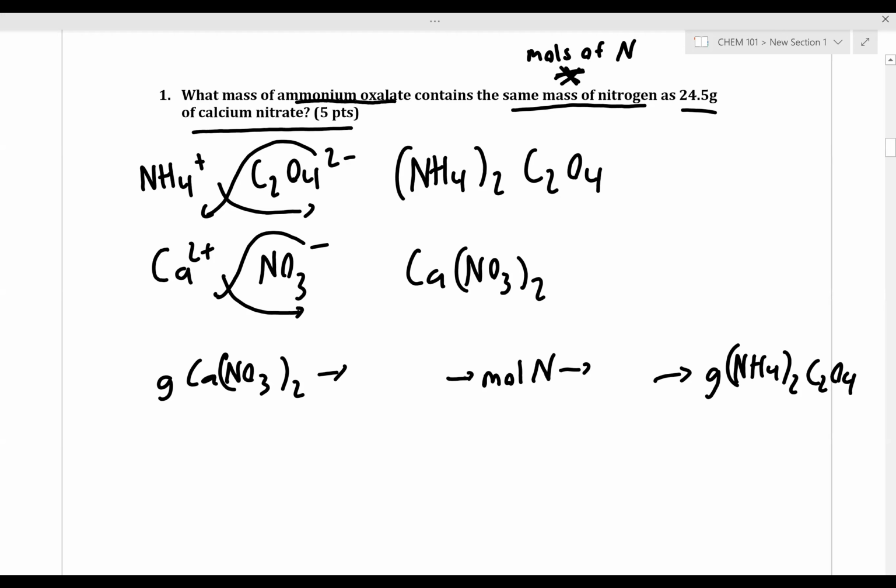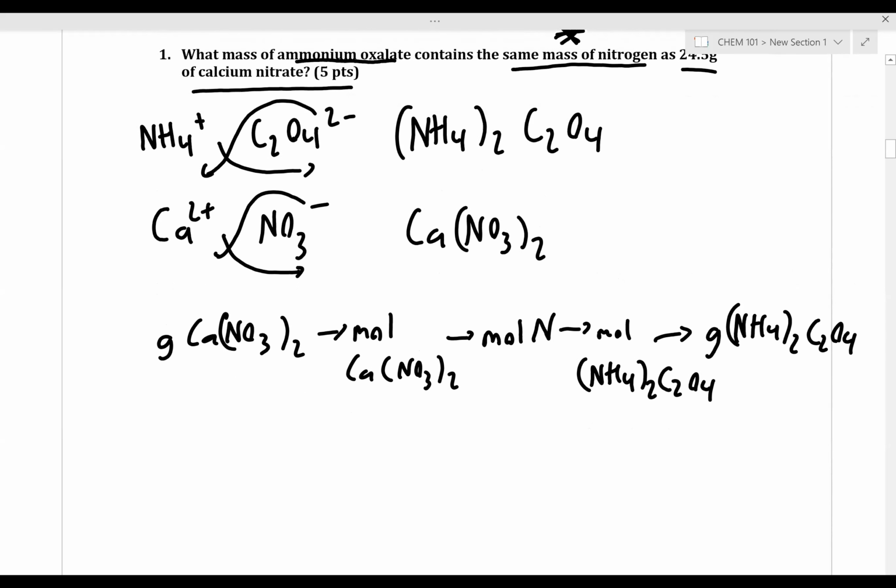Now, how are we going to get to moles of nitrogen from grams of calcium nitrate? What intermediate units are we going to go through? Moles of what? Exactly. So we're going to go through moles of calcium nitrate to moles of nitrogen, and then to moles of ammonium oxalate, and then grams of ammonium oxalate. Okay, perfect. Now that we have our problem-solving manifold prepared, all we have to do is execute on it.